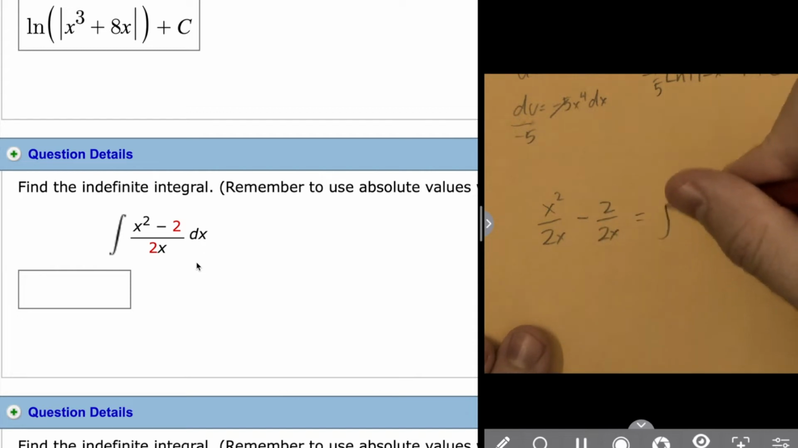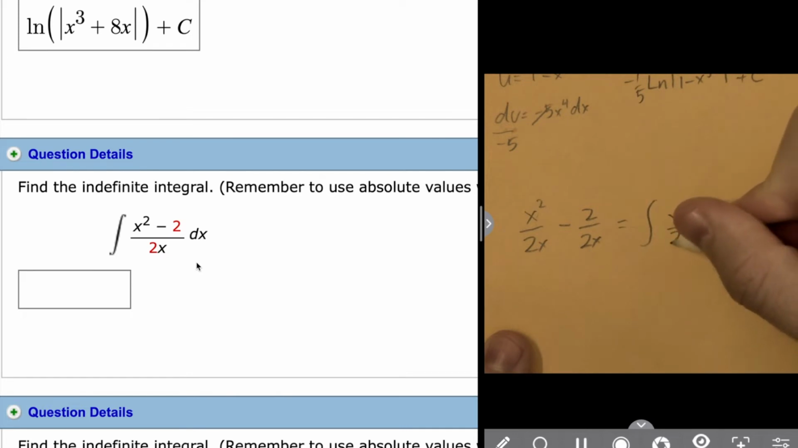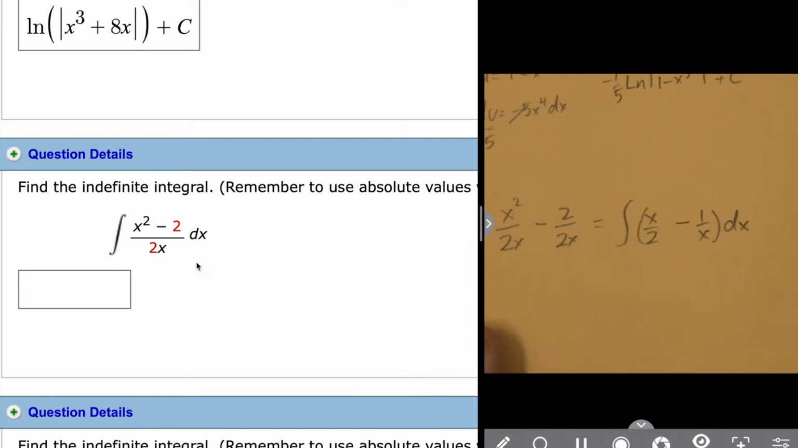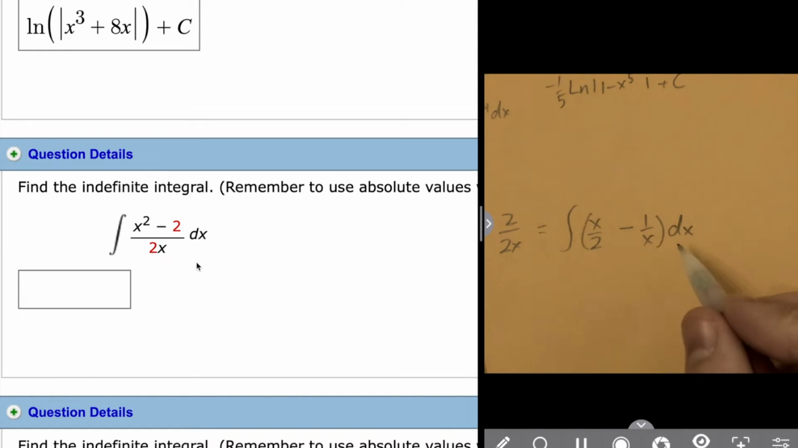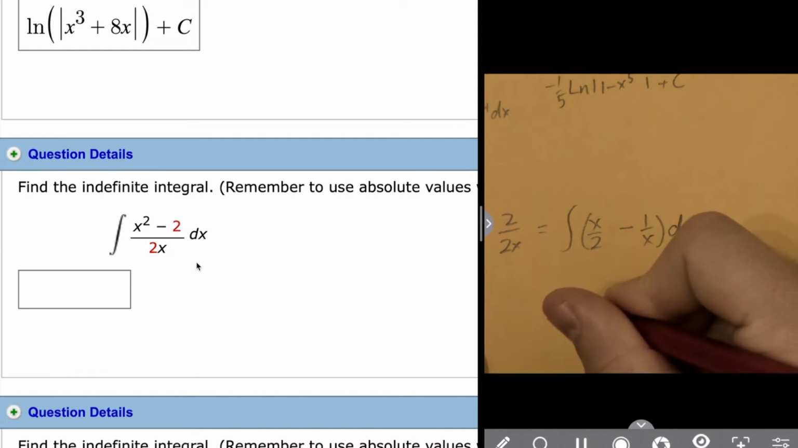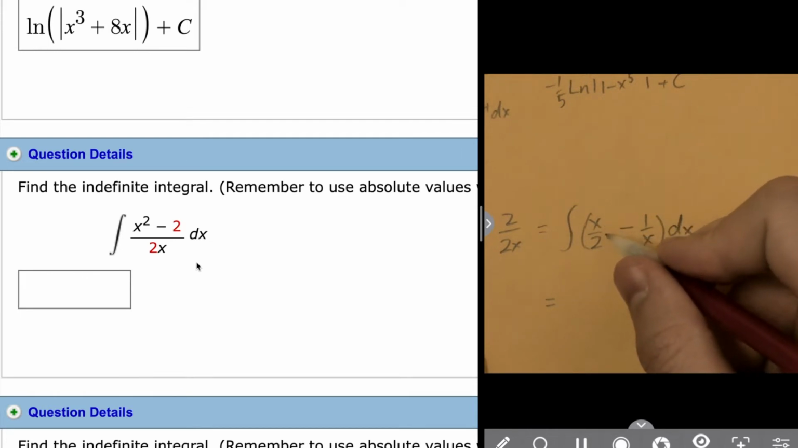This lived in an integral, so maybe we're ready to bring it back. I would now simply have x over 2 minus 1 over x, and that would then be having a dx distributed to it now that it's two distinct fractions. And this is already ready to go to solve the problem. Be careful because x over 2 isn't ln. This is actually just a basic reverse power rule.